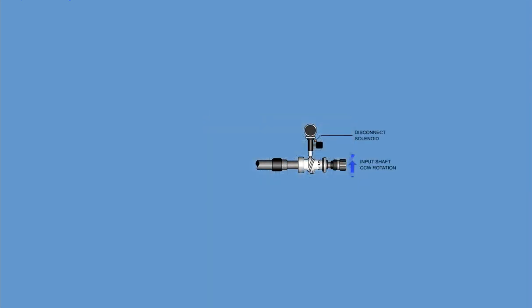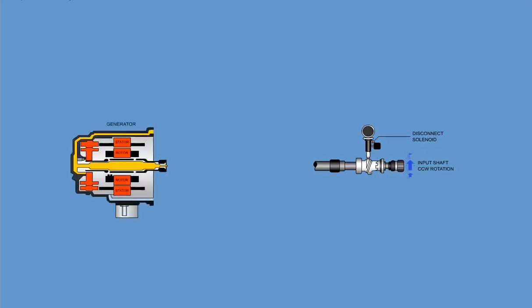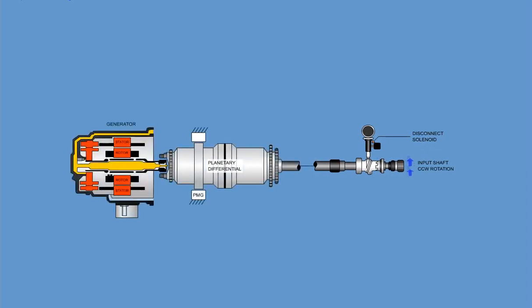The input shaft of the CSD drives the generator through a 1:2 ratio gearing and a planetary differential gear. As long as the input drive shaft is at 6,000 RPM, the generator operates at 12,000 RPM and produces 400 Hz. When the input shaft rotation speed varies, the generator frequency also varies.